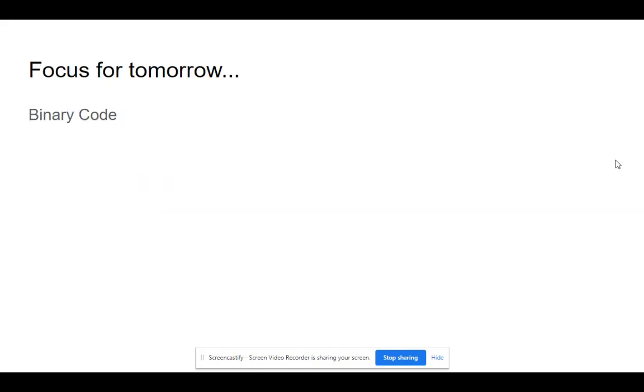The focus for tomorrow is going to be binary code only. So Miss Floyd is going to focus only on binary code. She's really going to break down those zeros and ones and help you to understand why people might use this type of communication instead of speaking to one another.